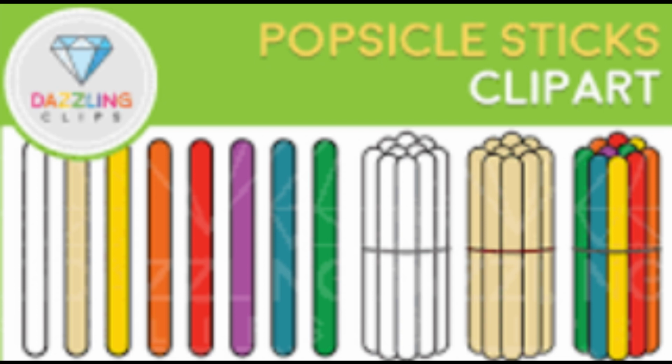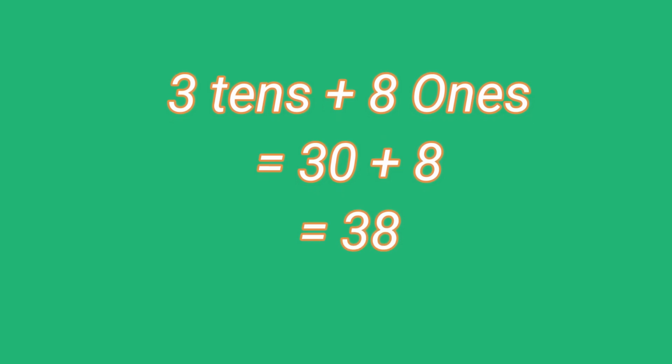Let's check the answer. Here we are having 3 bundles of 10 sticks. So 3 tens plus a few single sticks are there. How many are there? 8. Good. So 3 tens plus 8 ones. Total 30 plus 8, 38 sticks.